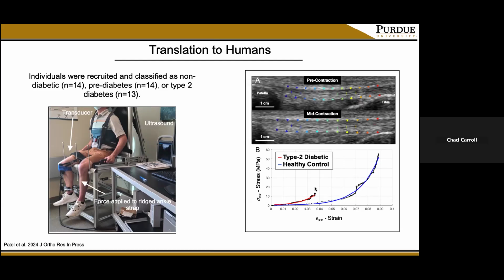The stress data comes from the load cell, which measures force output. We get the tendon cross-sectional area, and stress is force over cross-sectional area. We get the cross-sectional area data, like I'll show you in a second, from MRI imaging, which is the second assessment we do. And then the slope of this curve is the modulus or stiffness of the tendon. So we can measure that in vivo in these individuals.